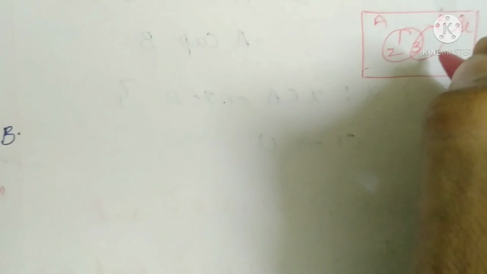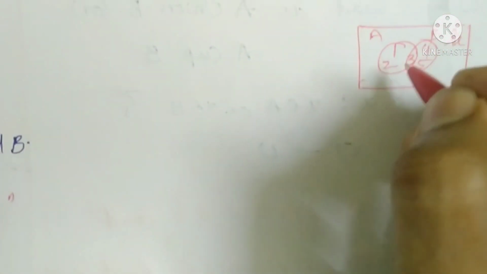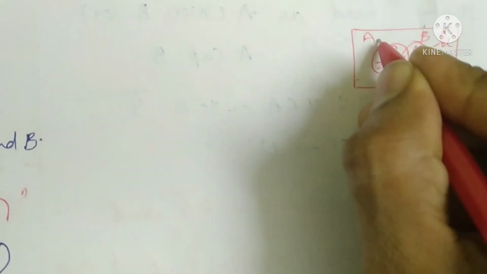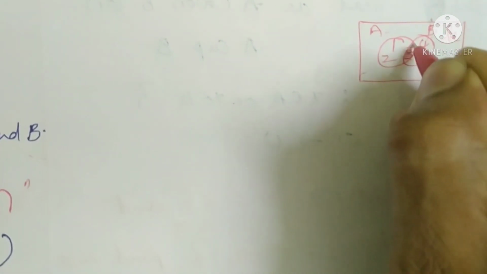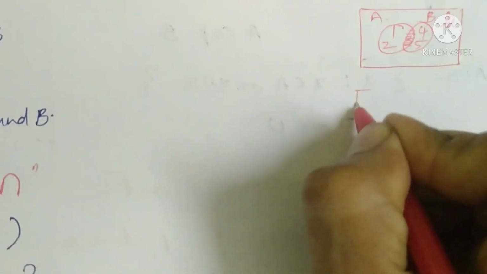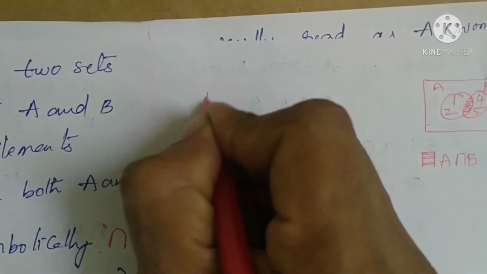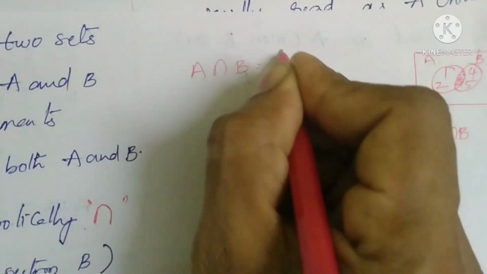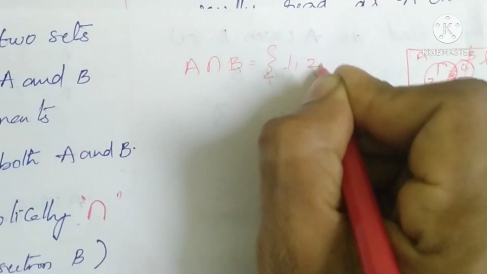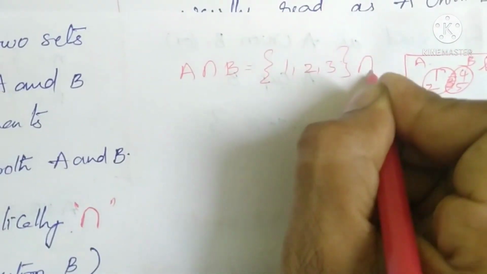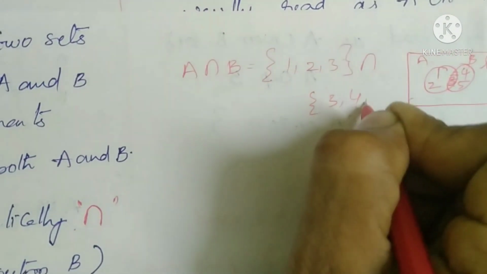3 is the common element. Set B elements are 3, 4, 5. So here the intersection of A and B is this shaded portion. This shaded portion is A intersection B, that is equal to {1, 2, 3} intersection {3, 4, 5}.